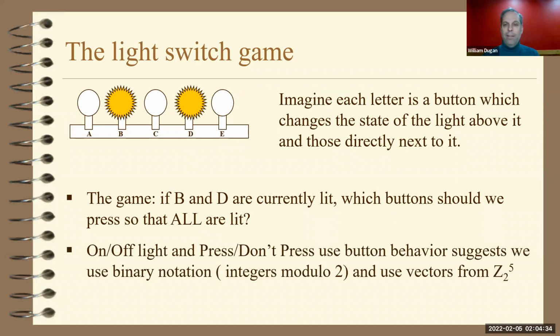Well, in a game like this, you should notice that the on-off light status and the press, don't press status of the buttons are all binary. It's either this or that. So it seems what we should do is think of this as a finite linear game, where we're doing all computations modulo 2. So I'm going to do everything in terms of vectors from Z2 superscript 5.